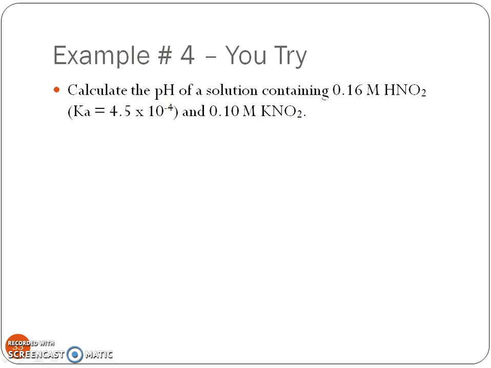So example 4, give it a shot. Again, which one's strong? Which one's weak? Fill in your icebox, fill in as much information. If you don't have the change, it's going to be an X. Rearrange, solve for X. Does that X give you the common ion or does that X give you the H plus? And go from there.